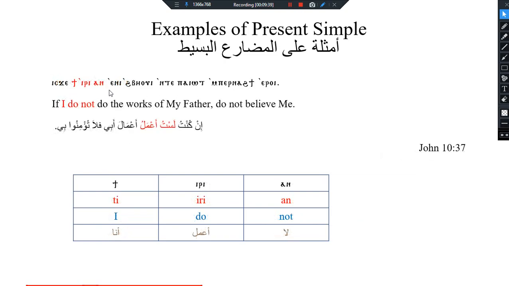Ejeti eri an enni evewi enti pa-iot, emper-nati eroi. If I don't do the works of my father, don't believe me. It was mentioned in John 10:37. Here we use the negation with an only, without adding en at the beginning before the pronoun. So we say ti-iri an: ti, I; iri, do; an, not.